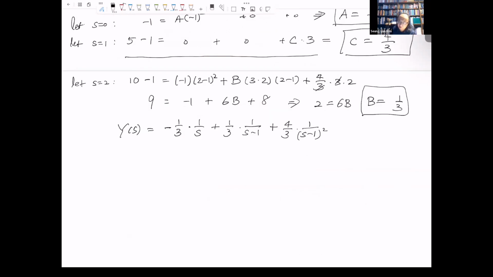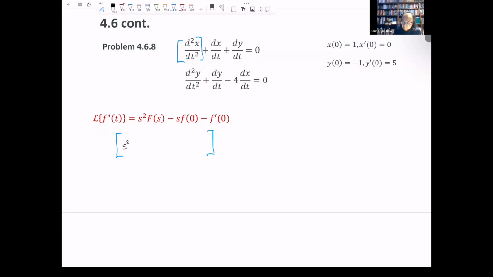Now we are ready to take the inverse of this to get y of t. Negative 1 over 3 times 1 over s becomes 1, plus 1 over 3 e to the t, plus 4 over 3, and 1 over s squared is t. Translation: e to the t times t.